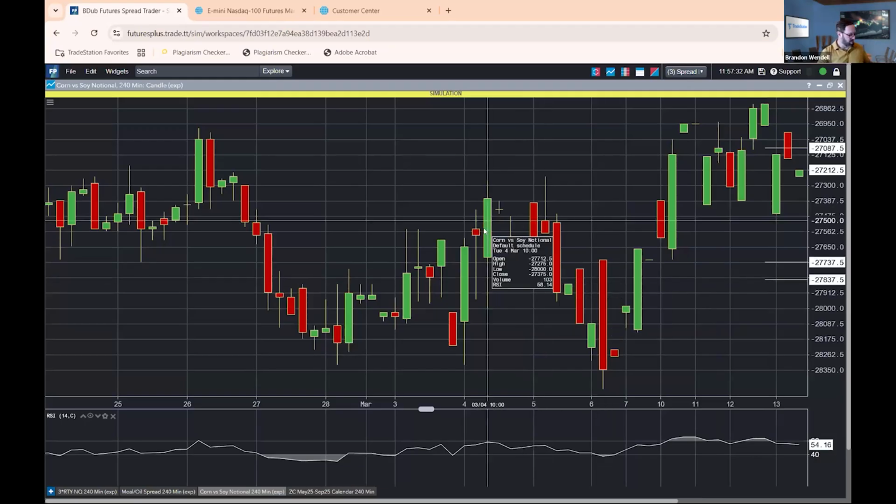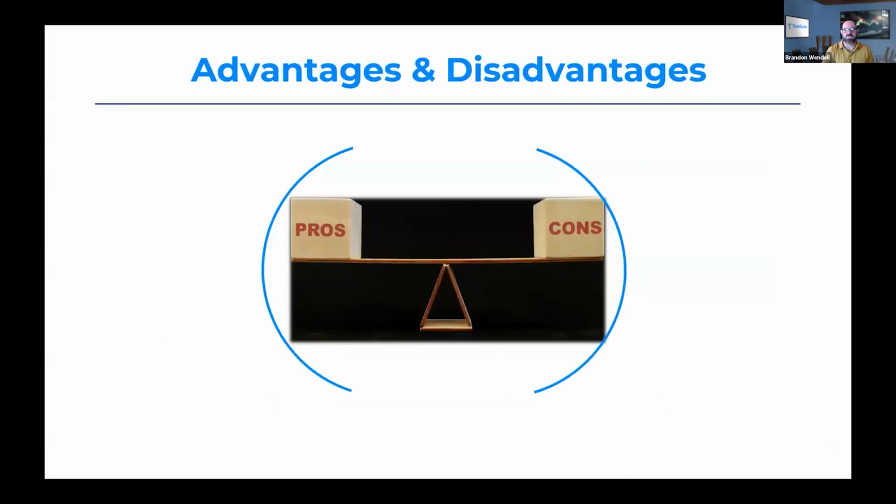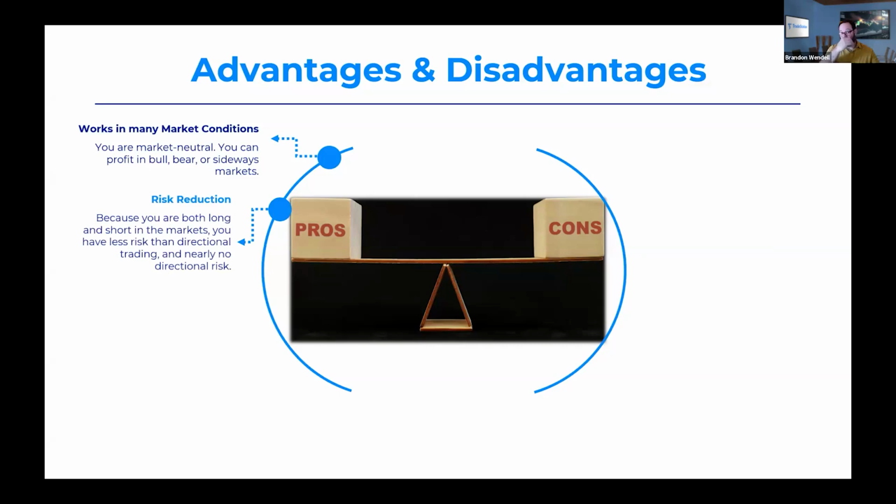Very simple. Again, I'll go into more detail on their margin requirements and risk rewards. But when you're trading spreads, overall, these work in any market conditions. It doesn't matter if the markets are crashing or rallying. You can even trade sideways markets. You get lower risk because you're both long and short, so you don't have directional risk. You're just simply trading the spread difference between the two related securities.